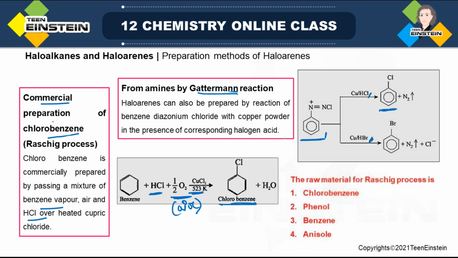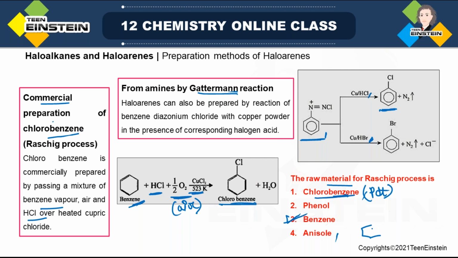Now regarding this process, we have a problem here. It is asking the raw material for the Raschig process; options are chlorobenzene, phenol, benzene and anisole. Now this is common sense. Here by the Raschig process you are trying to make chlorobenzene. So this is basically the product. This cannot be the raw material, right? So this is not the correct option. Phenol is not correct. Benzene is basically correct because we have started from benzene. This method involves a starting material benzene. And anisole is also not correct. Anisole has the structure of an OMe group attached to benzene. This is anisole, but this is not the correct option. Fine.